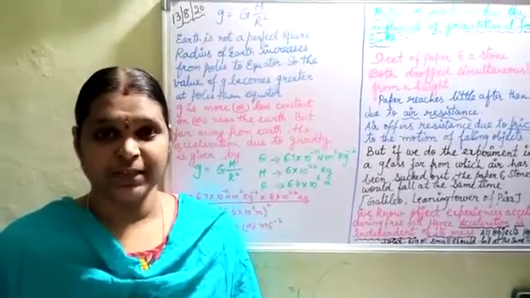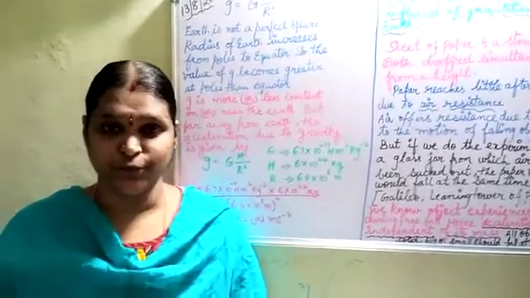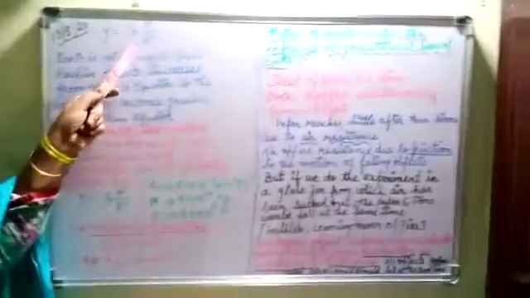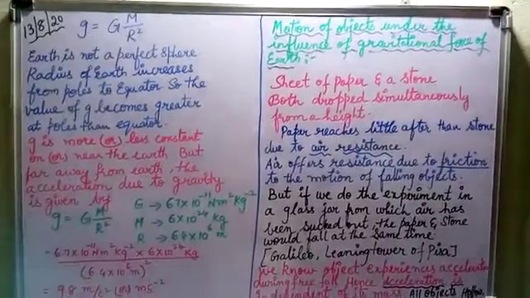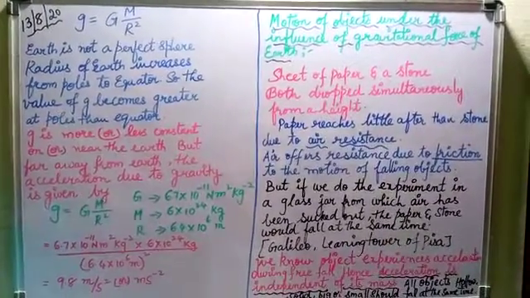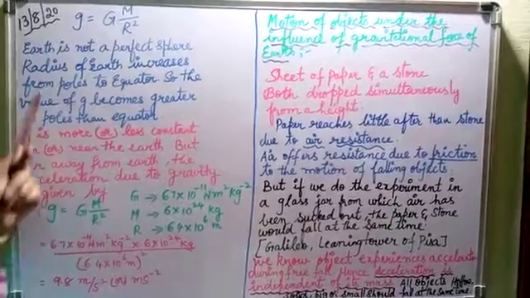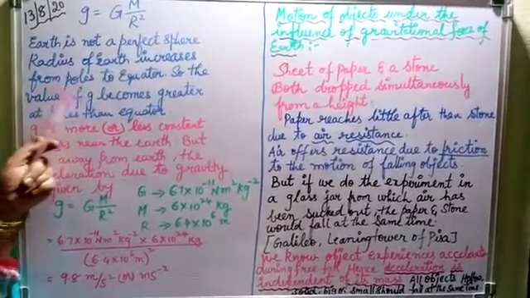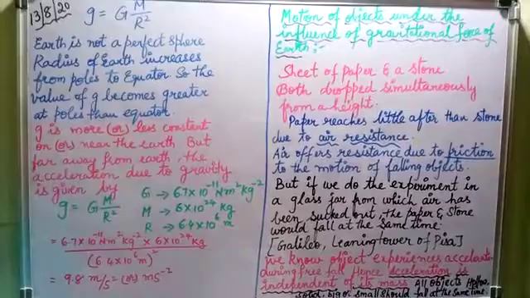In our previous class, we derived the equation for acceleration due to gravity, that is g. So g is equal to GM by r square. Children, we know that our earth is not a perfect sphere. So the radius of the earth increases from the poles to the equator.